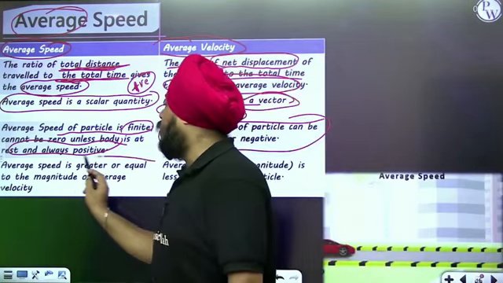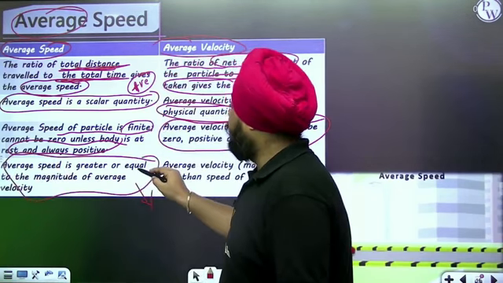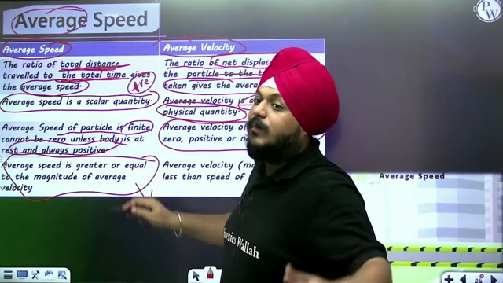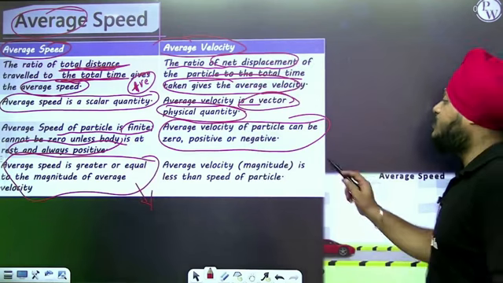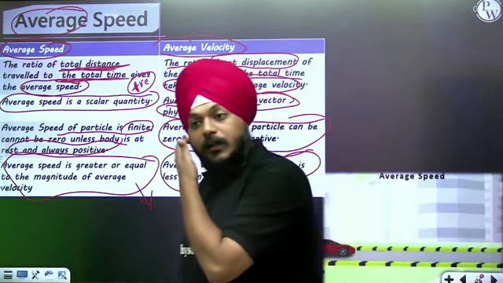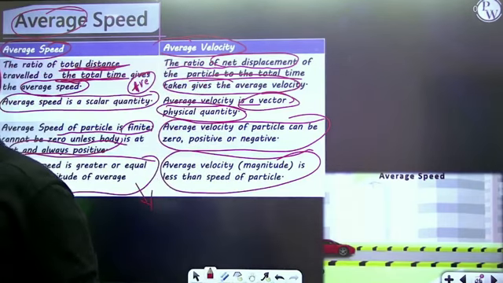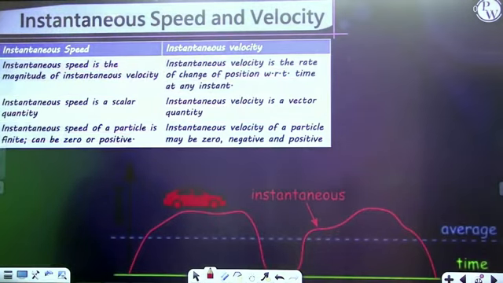Average speed is greater than or equal to the magnitude of average velocity. I am again highlighting this statement because on the basis of this, sometimes theoretical questions are asked in the examination. The magnitude of average velocity is always less than or equal to the speed of the particle. So this is a very simple explanation of the difference between average speed and average velocity.